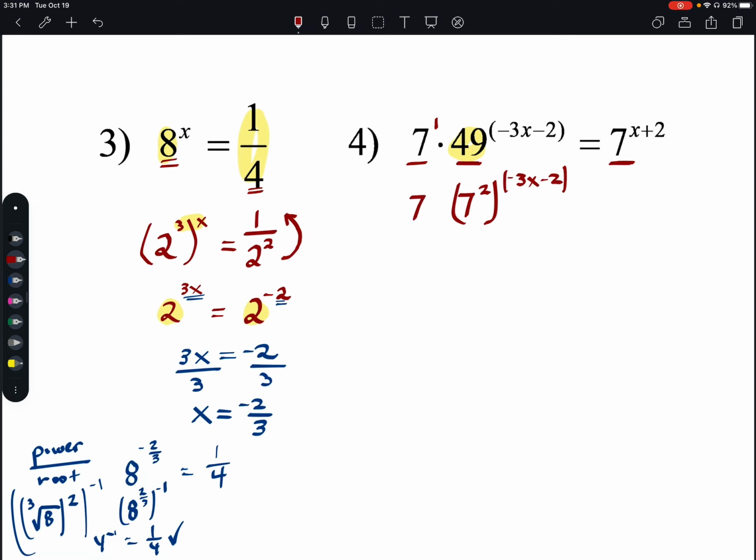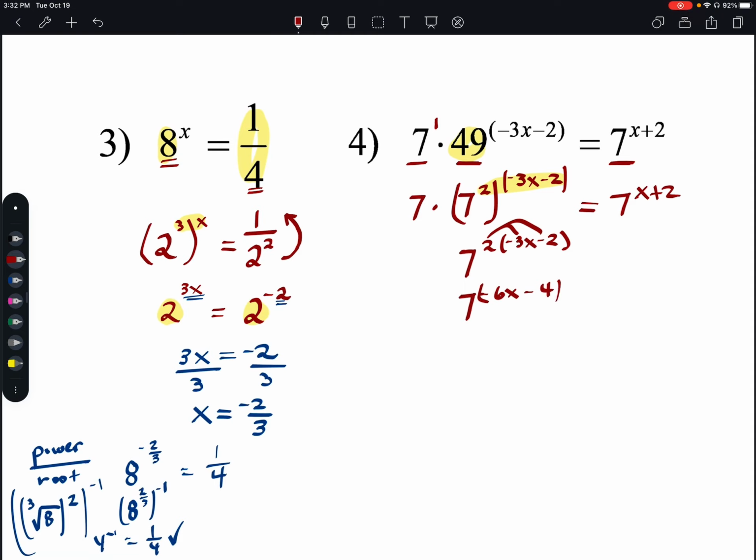Okay, we've still got our 7 times that. And then I'll just copy this other part down. We haven't touched the right side yet. So ask yourself, what property do we want to apply first? Well, we've got a power to a power. So let's go ahead and apply that. This would be 7 to the power of 2 times negative 3x minus 2. We're going to distribute that through. 7 to the negative 6x minus 4th power.